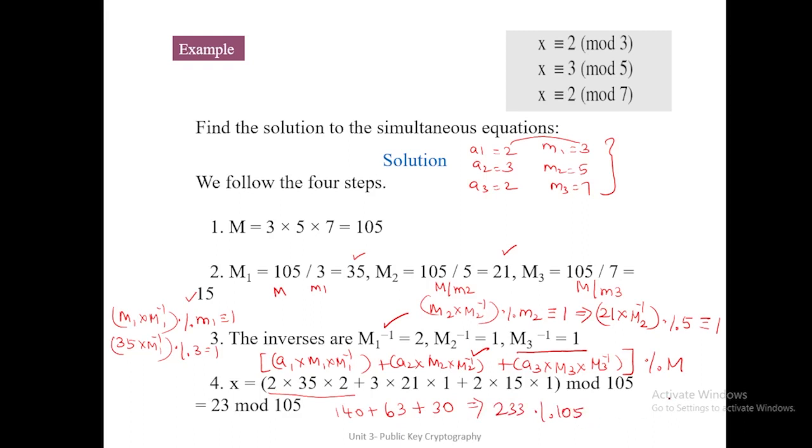So 2 times 105 is 210. So 233 minus 210 is 23. So the answer is 23. It is less than 105. So you substitute this x value as 23. 23 mod 3 gives the remainder 2. 23 mod 5 gives the remainder 3. 23 mod 7 gives the remainder 2. So the answer is correct and it is verified.